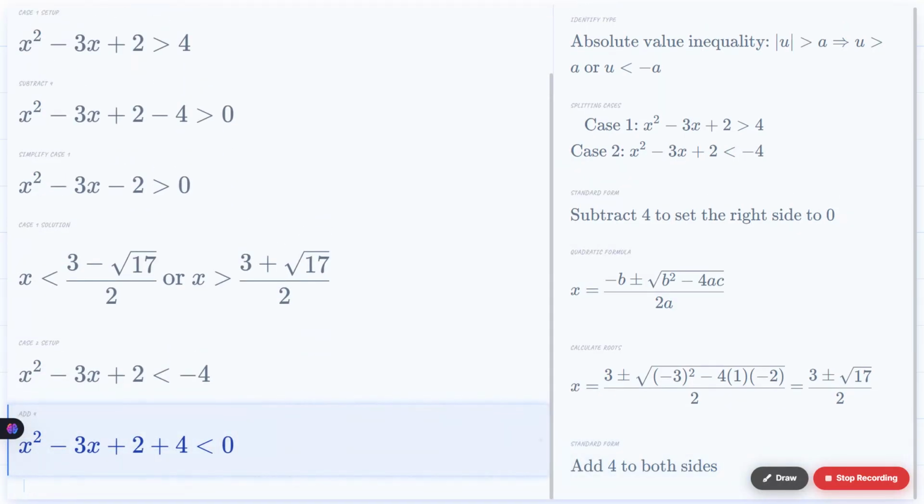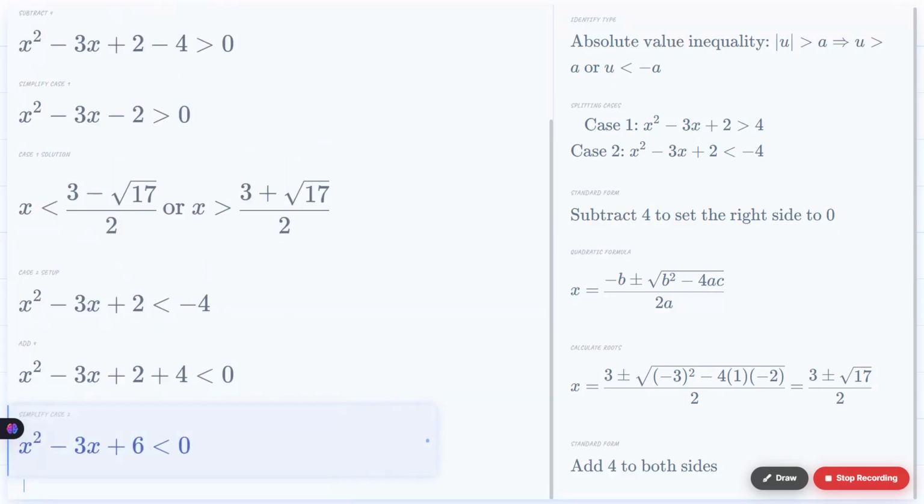We add 4 to both sides of x squared minus 3x plus 2 is less than -4. We do this to change the -4 into 0. When we add the same number to both sides, the equation stays balanced. We simplify the expression to x squared minus 3x plus 6 is less than 0. We do this to see our final math sentence for this case. We combine the numbers 2 and 4 to get 6.